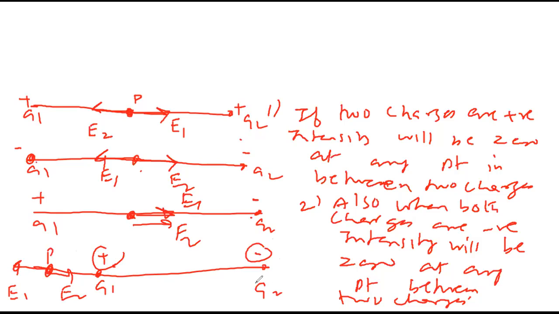Yes, sir. The possibility is there because both are in opposite direction. If I take the right side, let us check now. Positive first charge, E1 outward. इधर भी होने का चांस है फिर तो, है ना?